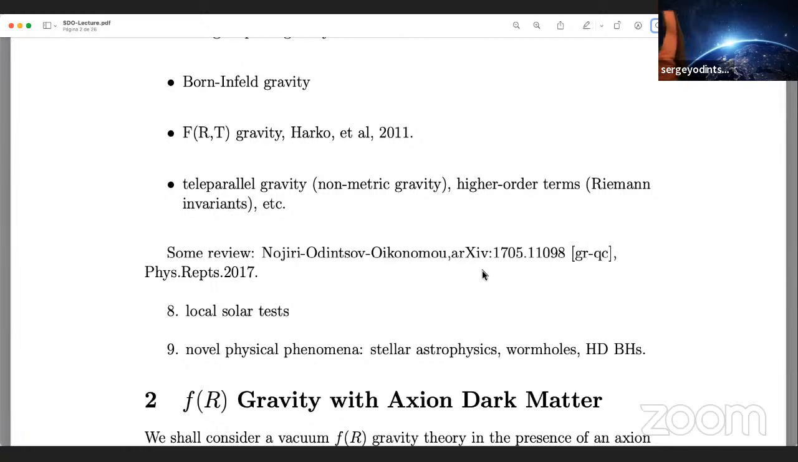However, now we know that among all of these theories, there are huge classes of the theory which easily pass local solar test, so observational test of solar system. That means that if we are within solar system, basically we don't see big difference, at least on observational level, between general relativity and such theory.